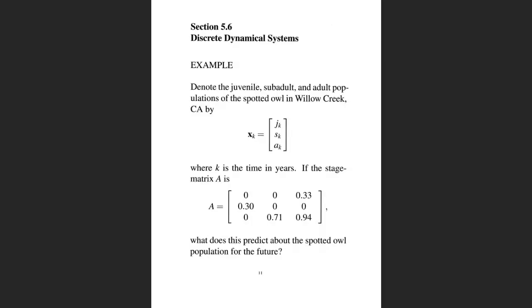Okay, class. Recall that in our last class, Monday's class, we were talking about discrete dynamical systems. The example that we didn't quite finish dealt with the spotted owl population in Willow Creek, California. And we had a stage matrix A, which is given by this matrix.